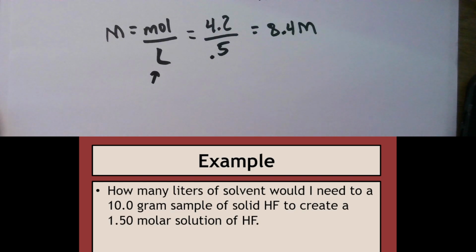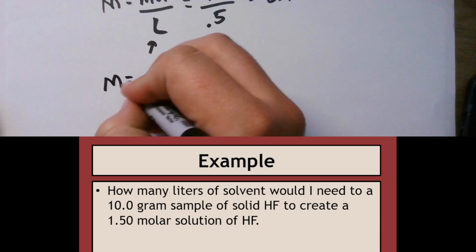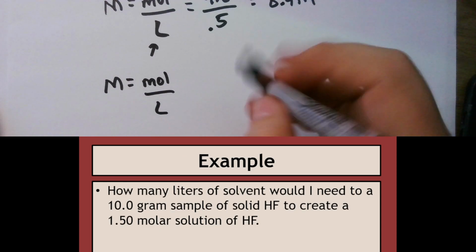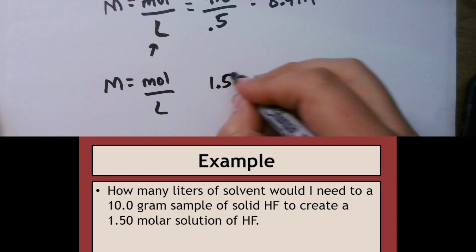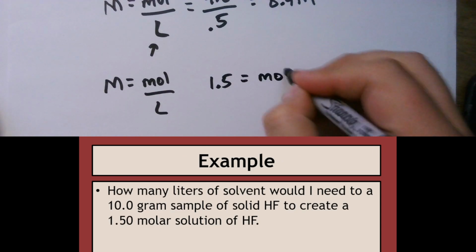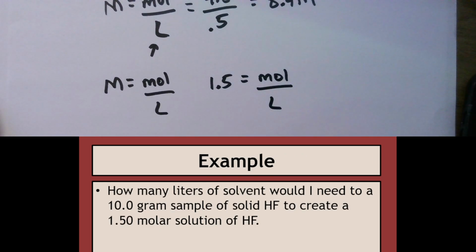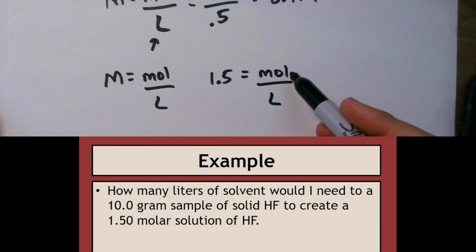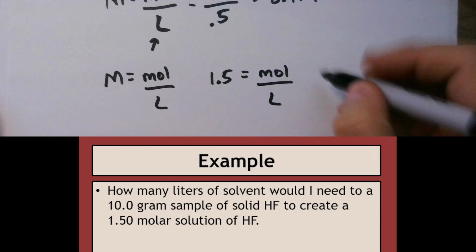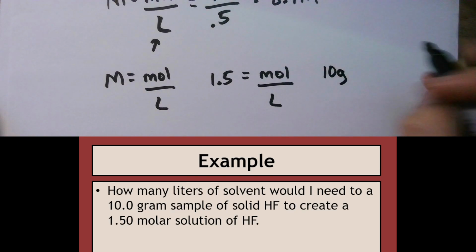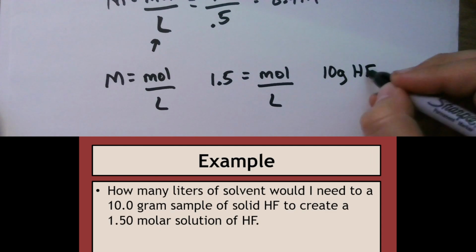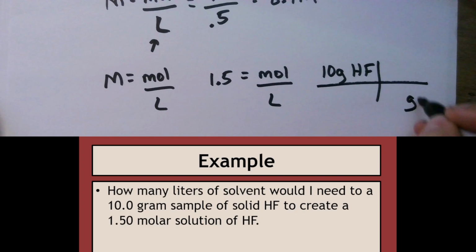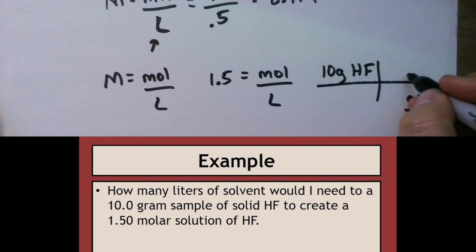Okay. I know my molarity. I'll just write my formula. I know my molarity is 1.5, because it says 1.5 molar solution of HF. Now my moles I don't directly have, but I know I have a 10-gram sample of HF. So I'm just going to convert this to moles really quick. Grams of HF. Don't forget mole conversions.